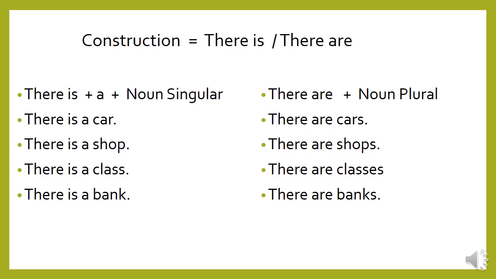You can see when we use singular, we use the letter A. Example, there is a car. For the plural, we omit the letter A and we add the letter S after the noun. There are cars. There is a shop. There are shops. There is a class. There are classes. There is a bank. There are banks.